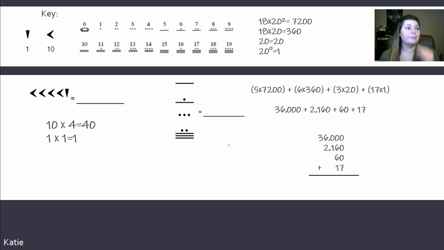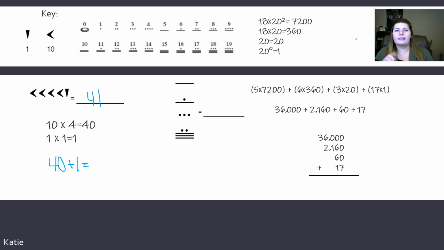So moving along here, again, all we're going to do is take the symbols and find their values. So we see here using our key that we have 10 times 1, 2, 3, 4. 10 times 4 is 40. So I can say 40. And then 1. So 1 times 1 is 1. 40 plus 1 equals 41. So we're getting the gist of that. Okay, we can add them.